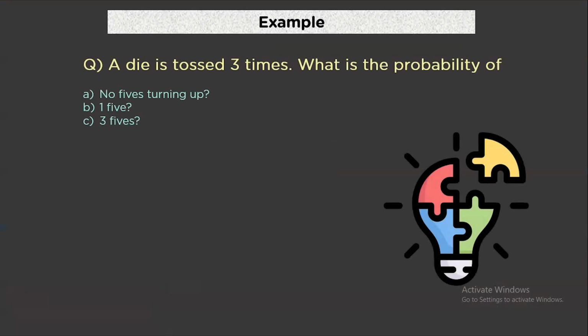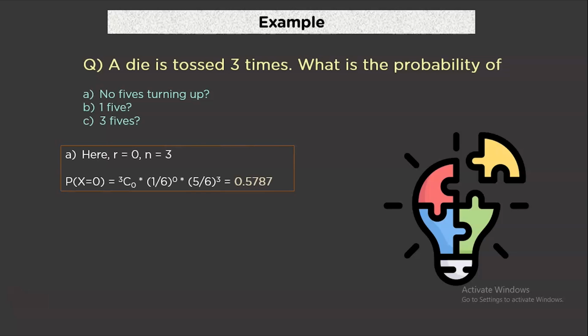Suppose a die is tossed 3 times. What is the probability of no 5 turning up, one 5 and three 5s turning up? To calculate no 5 turning up, here r is equal to 0 and n is equal to 3. Substituting the values in the formula, we have 3C0 into 1 by 6 to the power 0 into 5 by 6 to the power 3, where 1 by 6 is the probability of success and 5 by 6 is the probability of failure. Calculating this equation, we'll get the value to be 0.5787.